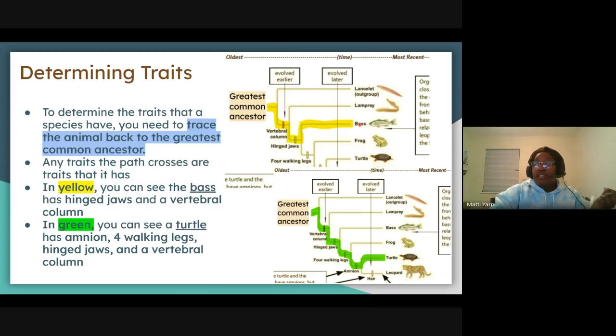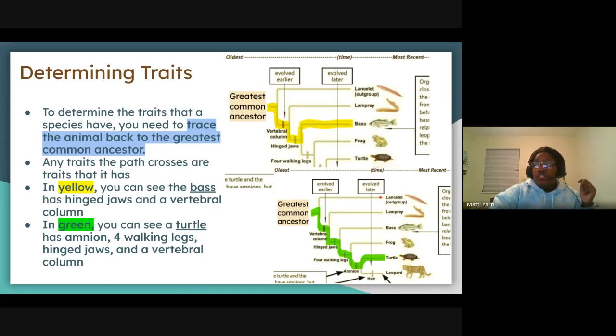So we can see that the bass, if we trace back, has two traits: hinged jaws and a vertebral column. Those are the only traits it has. We see the turtle. We trace back to the greatest common ancestor. We have an amnion, 4 walking legs, hinged jaws, vertebral column. So 4 full traits on the way back to the common ancestor. So they're kind of like tracing their roots. Okay, and you see what they basically picked up, what traits they picked up along the way.